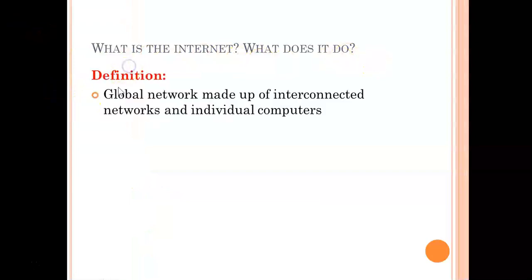So the definition: it's a global network made up of interconnected networks and individual computers. In the previous video, there was a slide that discussed the difference between the internet and the World Wide Web. Remember, the World Wide Web was the information system that uses the internet as a base, and the internet is the actual physical infrastructure of computers connected together that forms a network. That is the internet. So what does it do?